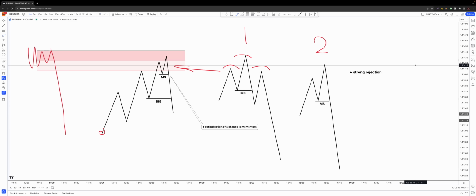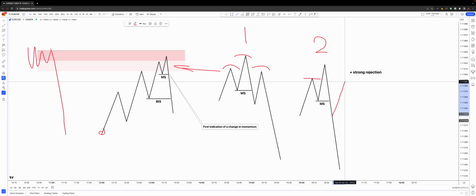Then we have variation 2 here, which is that strong high creation. Now, quite a lot of you guys that have watched the videos would have heard me say strong rejection of higher prices or strong rejection of lower prices. And this is what I'm talking about, right? Price is creating that momentum shift in the market, but it's not coming back here to see that continuation to the downside.